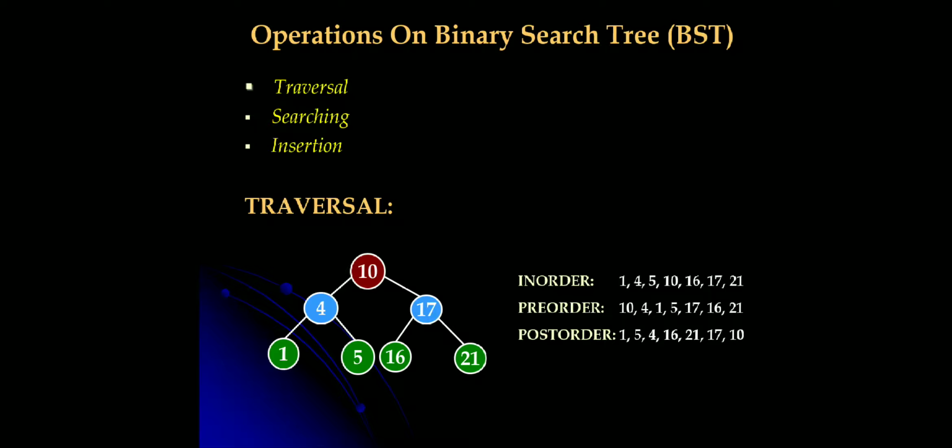And what is the pre-order traversal? 10, 4, 1, 5, 17, 16, 21. Post-order traversal is left, right and root: 1, 5, 4, 16, 21, 17 and 10. This is the post-order traversal.